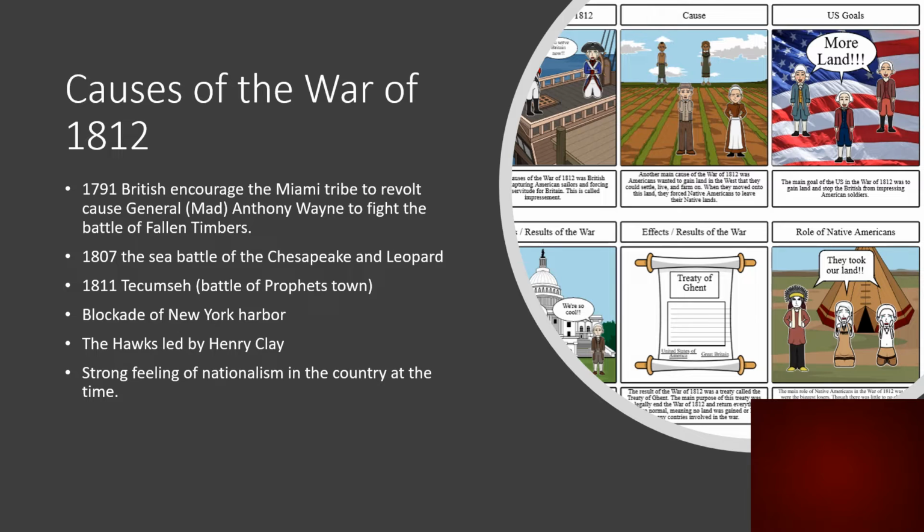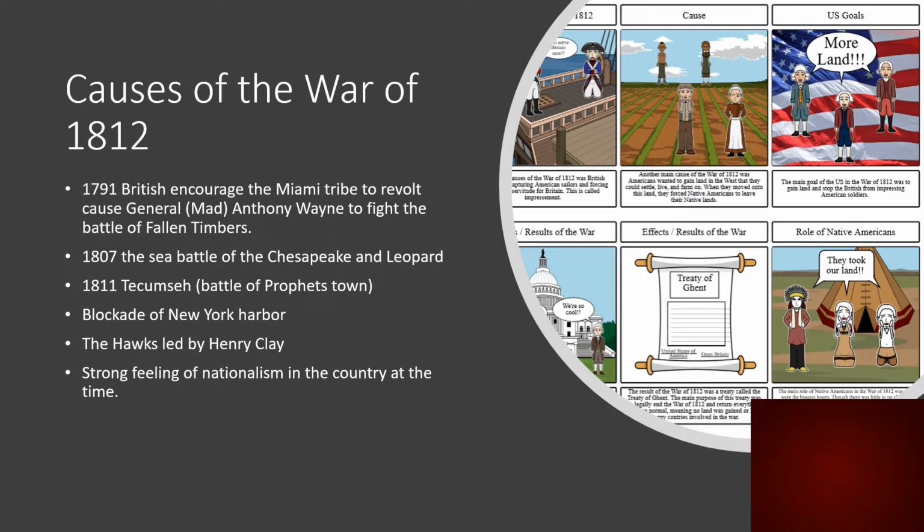So in 1791, the British encouraged the Native American tribes in the Ohio River Valley, especially the Miami tribe, to revolt. President Washington sent General Mad Anthony Wayne, gotta love that name, to fight the Battle of Fallen Timbers. It's called Fallen Timbers because the Native Americans chopped down a lot of trees to keep the American forces out. But Mad Anthony was known for pushing his troops, and in pushing his troops, he won the battle. And the Miamis were actually deported from their homeland.